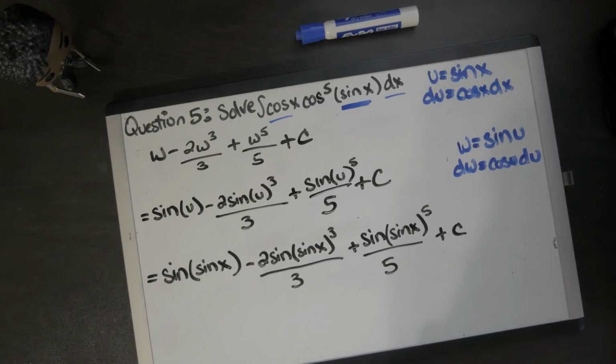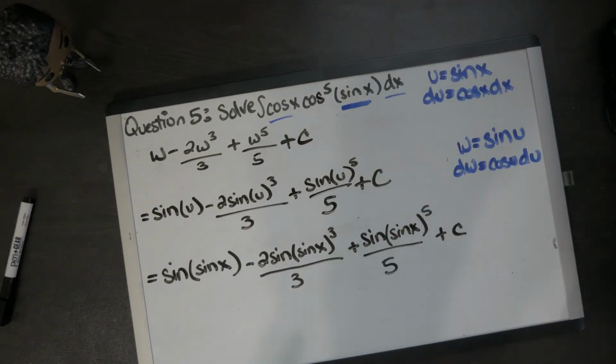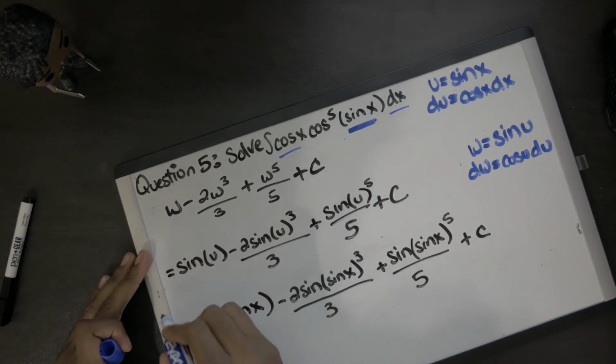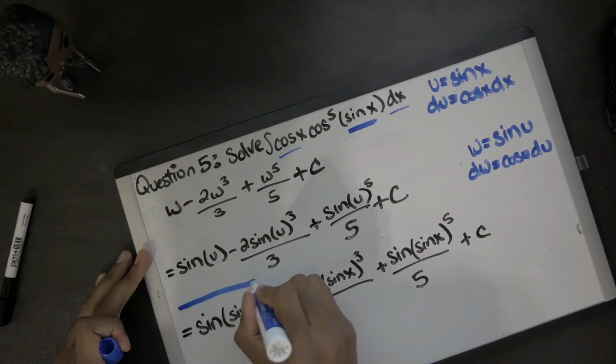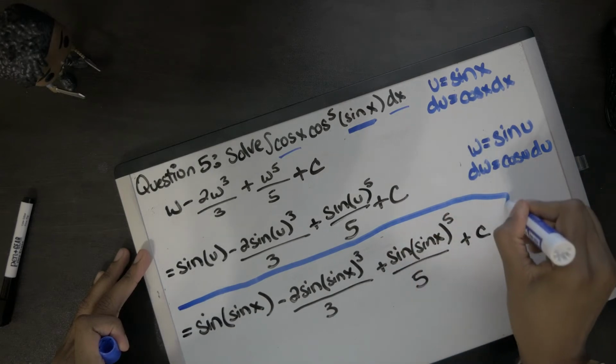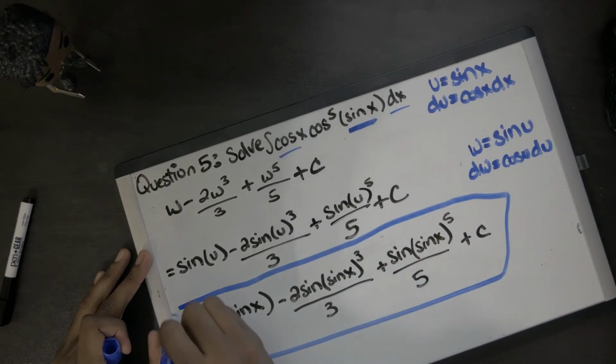Now we have everything in terms of x, just like how we started the integral. We have our constant, and we can no longer simplify these values. So that, in terms, is our answer.